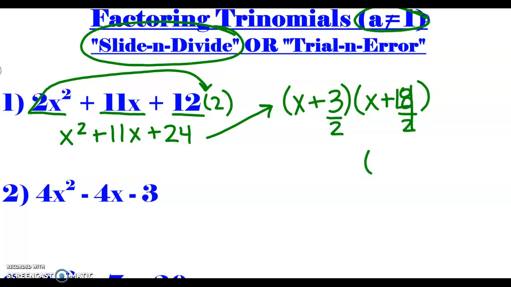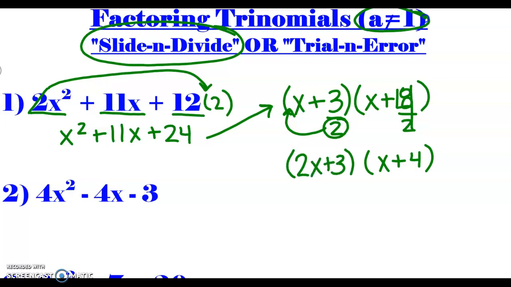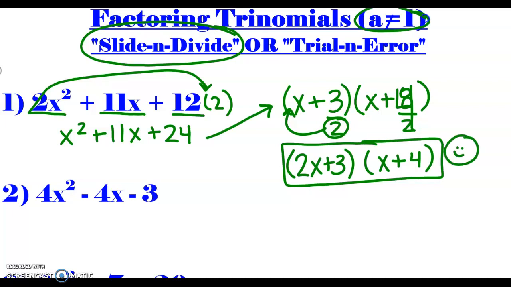For the ones that didn't become integers, you take the bottom number and move it in front of x. So x plus 3 over 2 is the same thing as 2x plus 3. That is slide and divide. If you multiply that back out now, you would be back to 2x squared plus 11x plus 12.